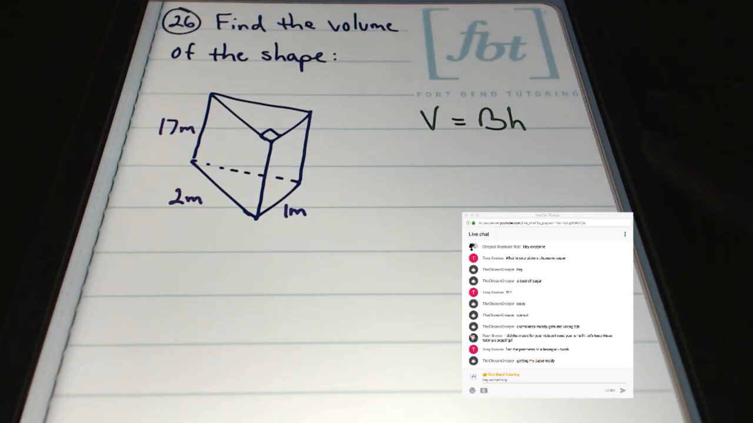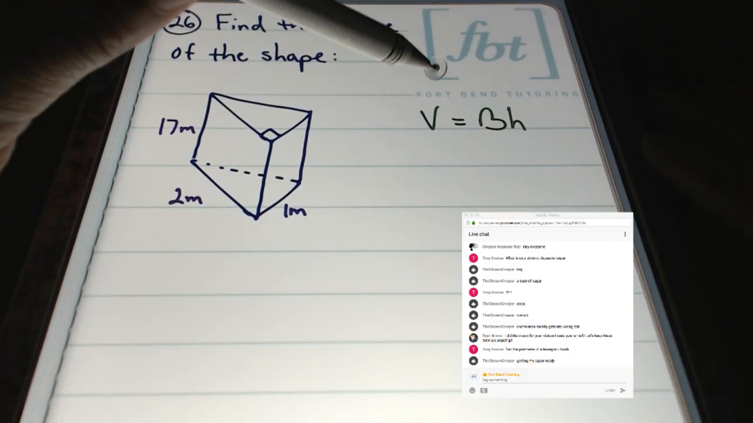All right, let's go ahead and go with number 26, guys. It says to find the volume of the shape. What we are looking at in problem number 26 is a triangular prism. That's exactly what we're looking at, a three-dimensional object here. And we're going to be finding the volume of this shape.